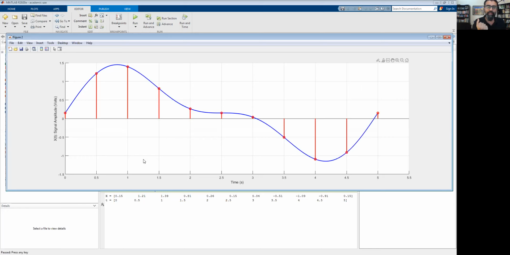And instead, what MATLAB has access to is these samples, these red samples. कि यार 0 पे क्या sample था, 0.5 पे क्या था, 1 पे क्या था, 1.5 seconds पे क्या था, and so on and so forth. So it's missed out on all of this information within 0 and 0.5 seconds.